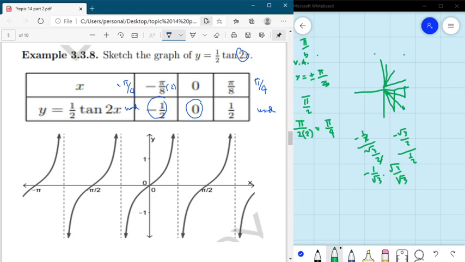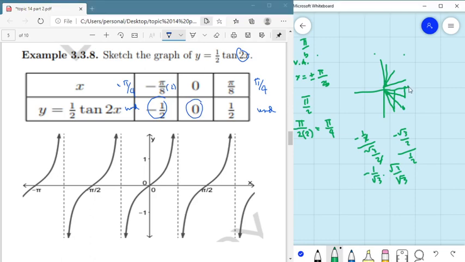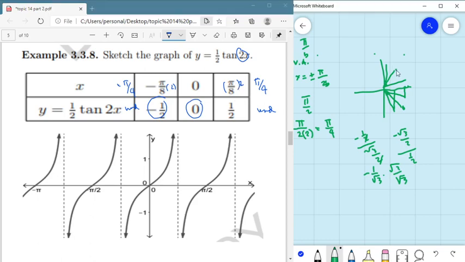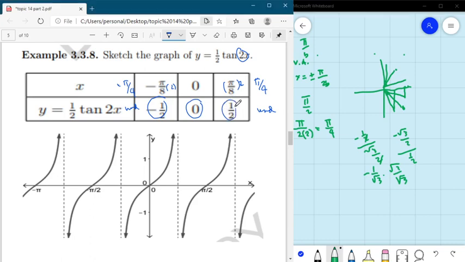Okay, so at 0 here, we have sine is 0 and cosine is 1. So 0 over 1 for tangent is 0. Then at pi over 4, the tangent is 1. Then 1 times 1/2, that is why we have 1/2.